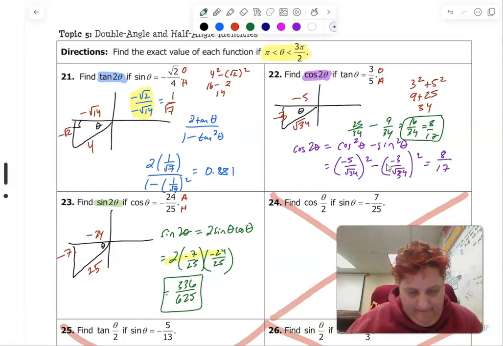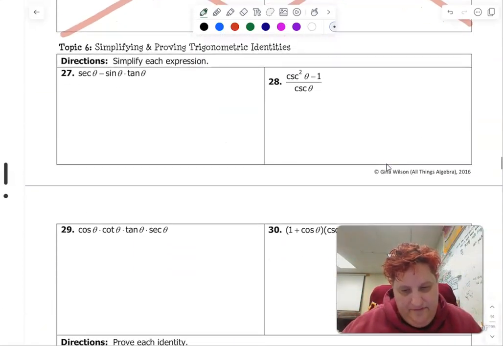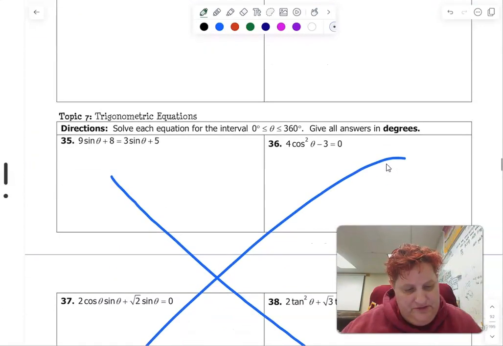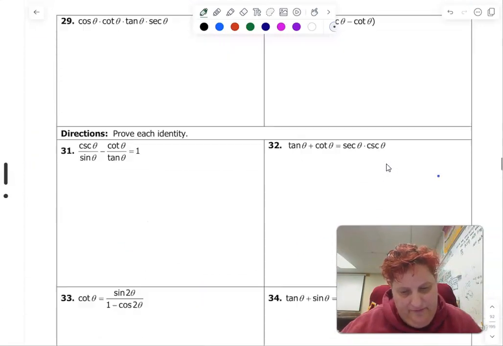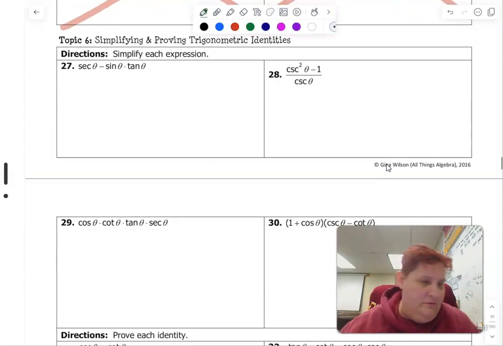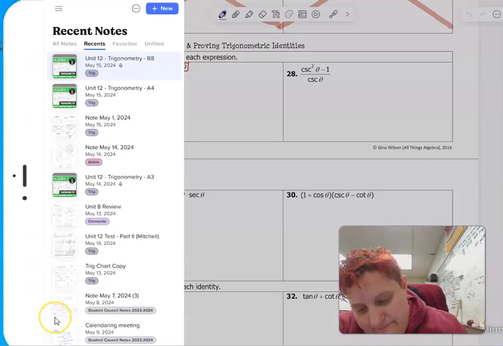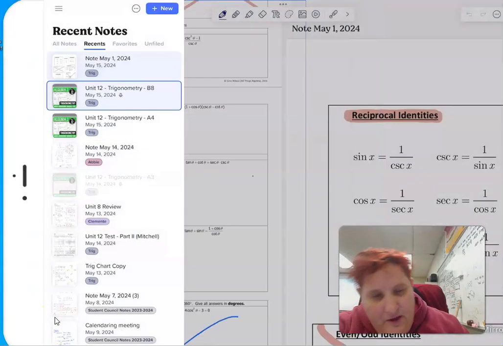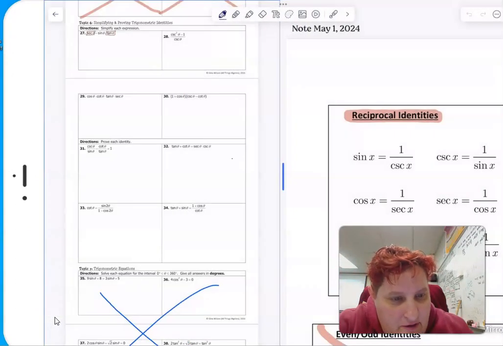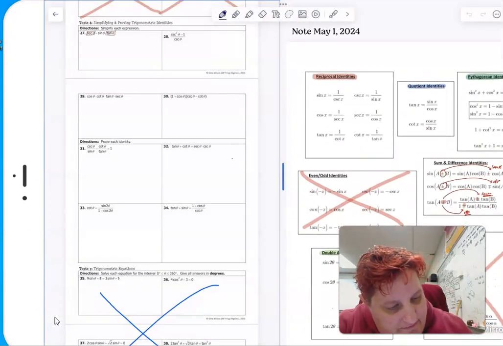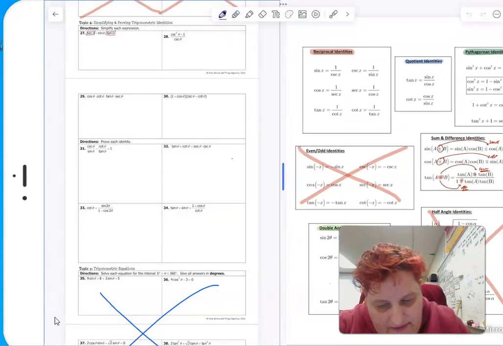All right? Okay, now moving along to everybody's favorite. We're going to do some simplifying and a couple of proving. What do we got? 4 simplifying, 4 proving. All right, guys, so let's take a look. We're going to go ahead and look at this. I've got my identities over here. I've got my paper over here.